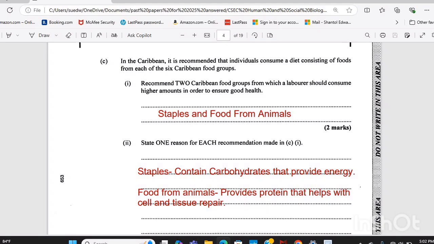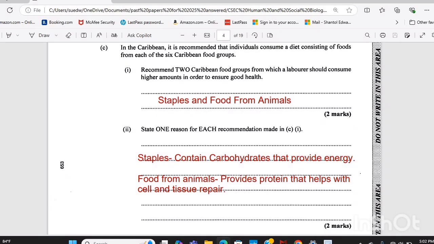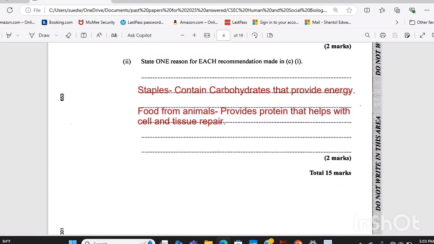And we know our staples, right? We know the types of foods that contain carbohydrates or starchy foods. In the Caribbean, we eat a lot of ground provision, yam, cocoa, dasheen, all of those contain carbohydrates, and they are staples. Rice. Now, food from animals provide protein that helps with cell and tissue repair. Remember, if this is a laborer, he is going to be lifting a whole lot of heavy things. He's going to be moving up and down, so he's going to have a lot of wear and tear of the muscles, so he needs protein for the repair. All right, so that would give you your 2 marks, and that's the first question.